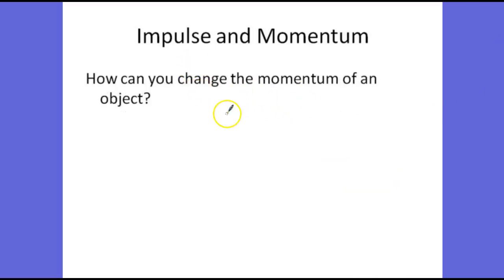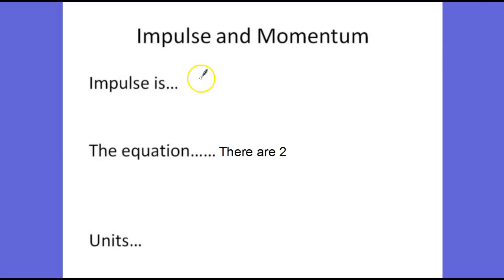So if you're going to change the momentum of an object, think about what momentum is. It's mass times velocity. Well, you're generally not going to change the mass. What you're going to be changing is the velocity. And to change the velocity means that you're going to accelerate the object. And if you're going to accelerate it, that means you have to apply a force. So an application of an external force will change the momentum of an object.